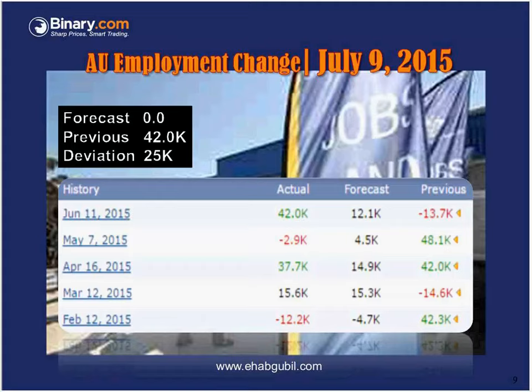Australian employment change is forecast to be 0. Previously, it was 42,000. And the Australian unemployment rate is forecast to be 6.1%. Previously, it was 6%.